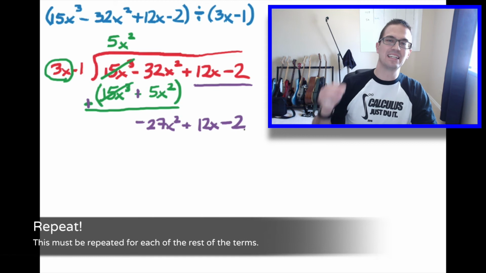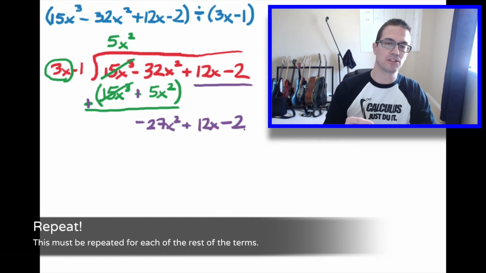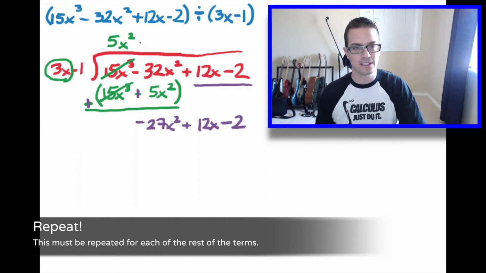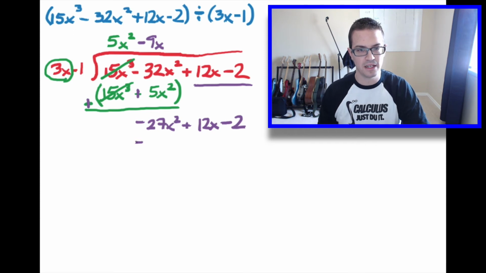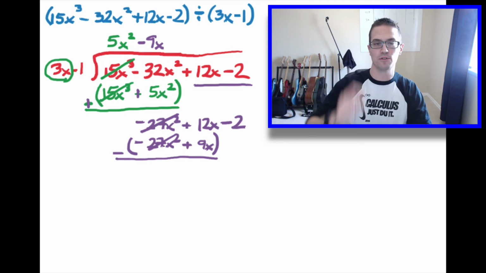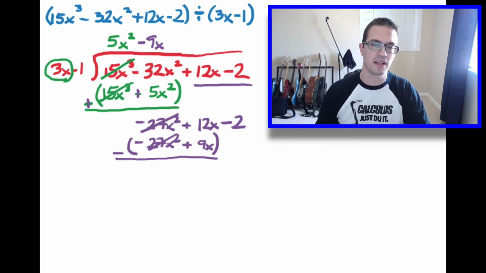Now you have to repeat that exact same process that we just did with that 15x cubed with this 27x squared. So you have to think, how many times does this 3x, so we're still looking at this leading term, go into negative 27x squared? Hopefully you know that it's going to be negative 9x. Negative 9x times 3x is going to be negative 27x squared. Negative 9x times negative 1 is going to be plus 9x. Again, put it in parentheses, and then you're going to be subtracting this off. So this cancels here. Again, that will always happen. If those first two terms don't cancel, then you picked the wrong thing up here.